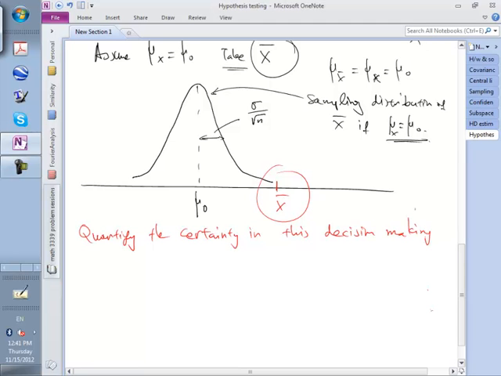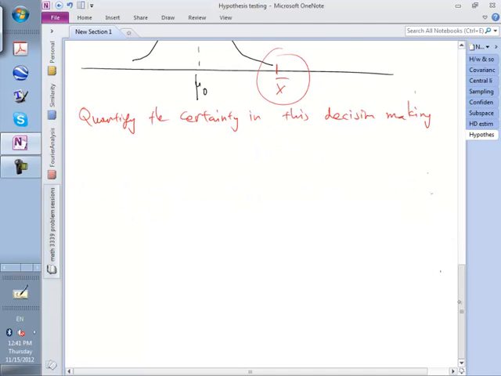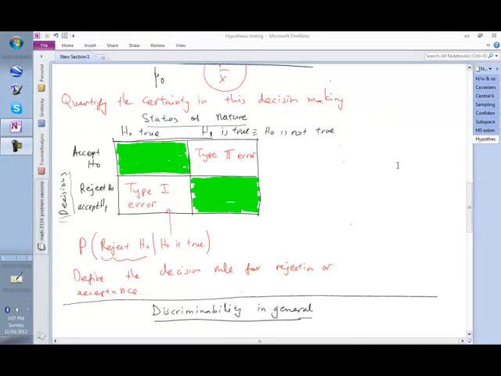Okay, now let's describe the decision making graphically. So I will make a graph here. Second part of this talk.